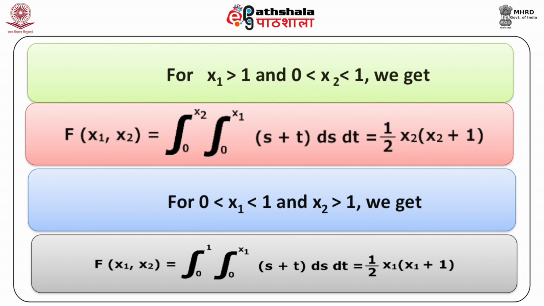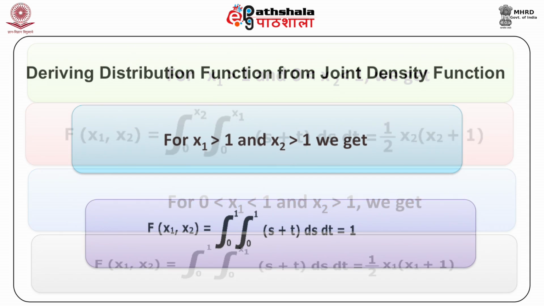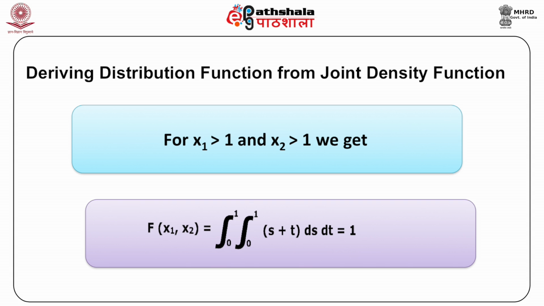For x1 greater than 0 and less than 1 and x2 greater than 1, we get F(x1, x2) as the double integration 0 to 1, 0 to x1, (s plus t) ds dt, which is equal to half x1 (x1 plus 1). And for x1 greater than 1 and x2 greater than 1, we get F(x1, x2) equal to the double integration 0 to 1, 0 to 1, (s plus t) ds dt, which is equal to 1.